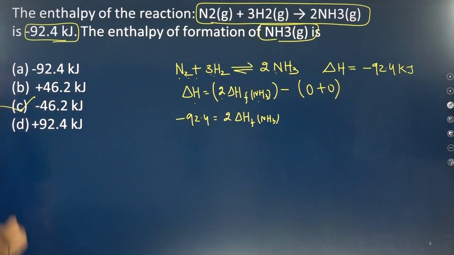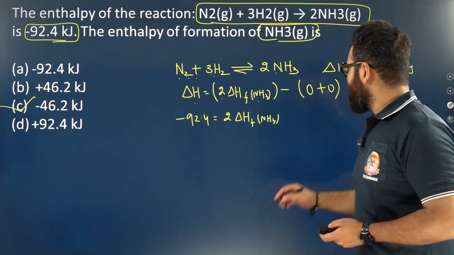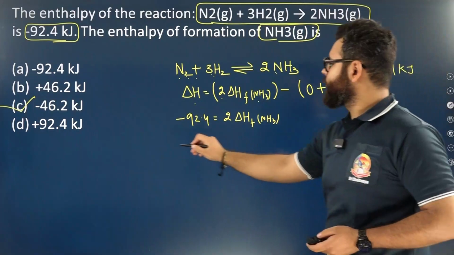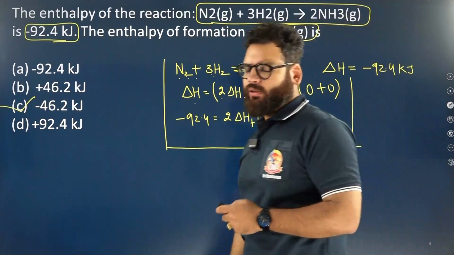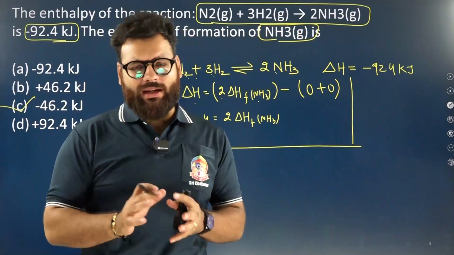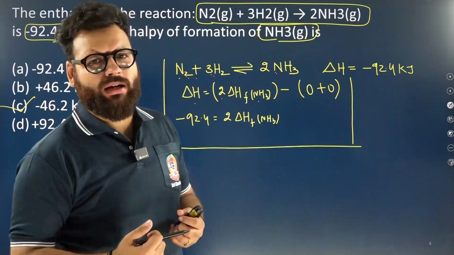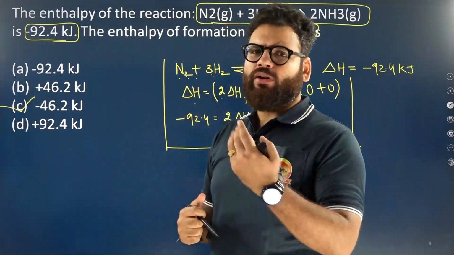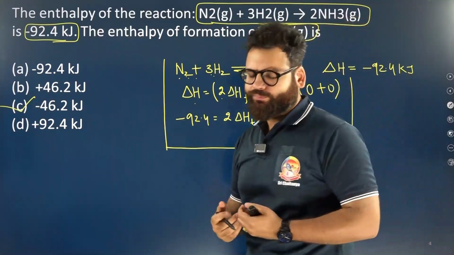It was a simple question. Do we have any other way to do it? Yes, the other way is Hess law. What does Hess law say? Carefully listen. They will give you some delta H values, formation, combustion, some other delta H, and they will ask you for one of the delta H. The other 2 or 3 delta H they might give you.